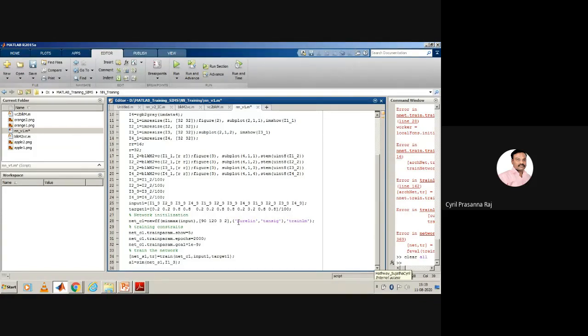And since all of them are purely tansig, I will copy this tansig. Since there are 4 layers, I'll put tansig, again tansig, and then again I'll put tansig. So now, since the first hidden layer is also going to have a tansig activation function, the second, third, and fourth are all going to have tansig. So I'm defining tansig. This is how you can now define your network.